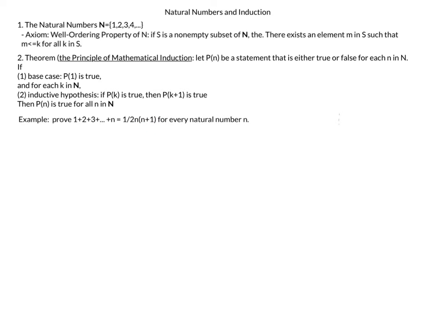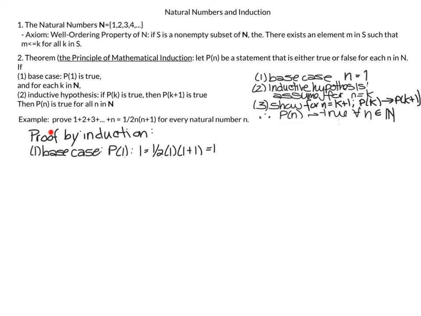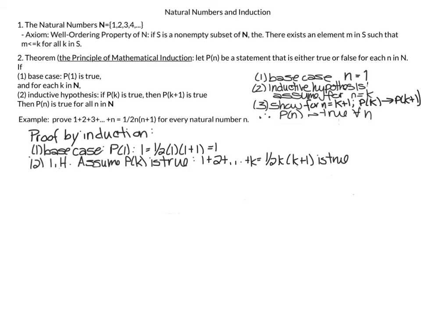for every natural number. Doing my proof by induction, I do the first step, which is the base case for n equals 1. So I show that P(1) is going to be equal to 1/2 times 1 times (1+1), and you can see that this side of the equation is also equal to 1. So my base case holds. My next step is to assume for n equals k. In other words, my inductive hypothesis, which I abbreviate IH, is to assume P(k) is true.